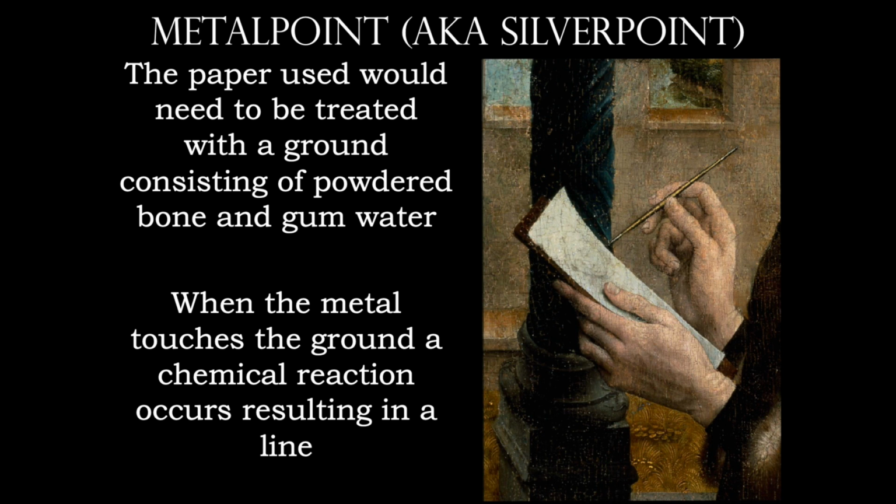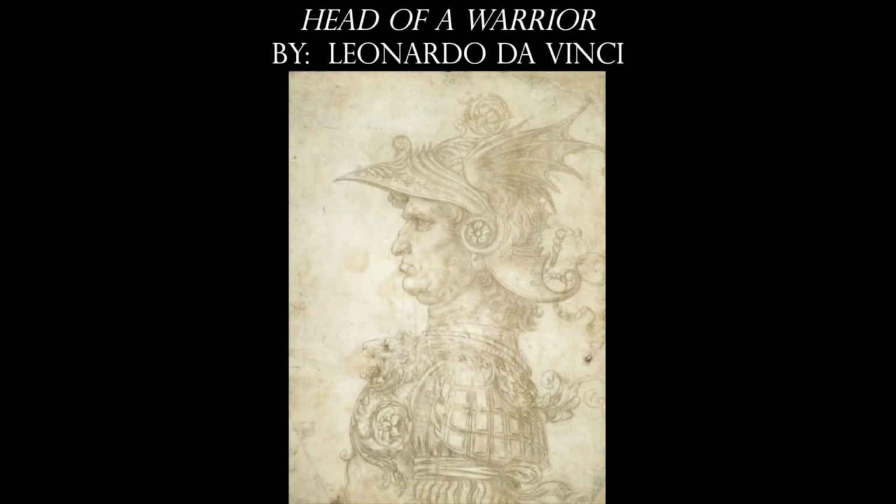I would never go into that much detail on an exam. I just want you to know the process of this. And so when you have the paper that's treated with the ground and the metal, whether it's gold, silver, or copper, comes into contact with that, a chemical reaction occurs and we get a very faint line. And so this is the type of image, and again, this is another work by Leonardo da Vinci. The image is very light. There's not a whole lot of different lines that we can create with metal point. It's mostly for contour lines.